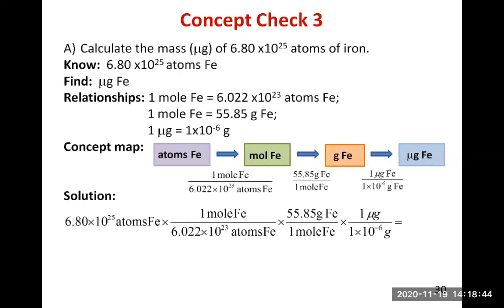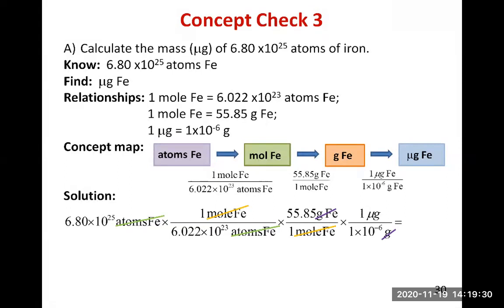You start with the given amount of atoms of iron, multiply by the first conversion factor that has the Avogadro number of atoms on the bottom so that the number of atoms cancel. And we have 1 mole on the numerator. So the next conversion factor has to have the 1 mole of iron in the denominator and the molar mass in grams on top. This way we cancel moles of iron. And then we need to cancel grams of iron. And so we will have the 1 × 10⁻⁶ grams on the bottom and the micrograms on top. This way we can cancel the grams of iron.